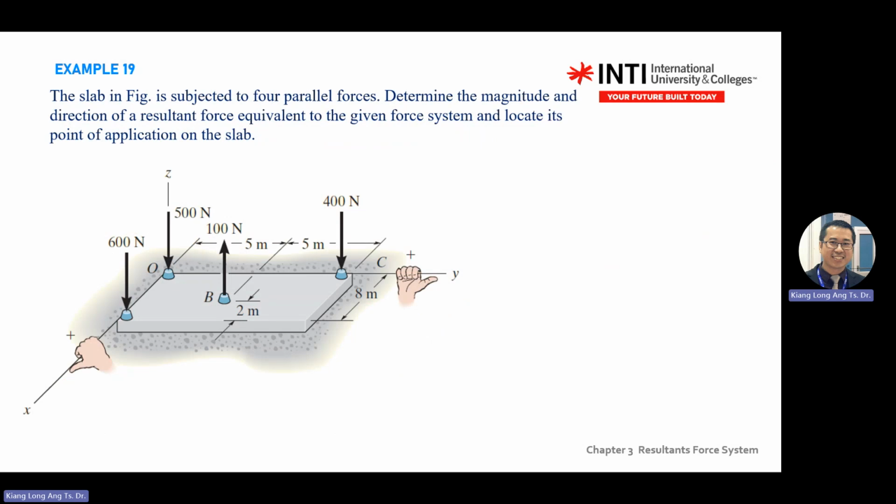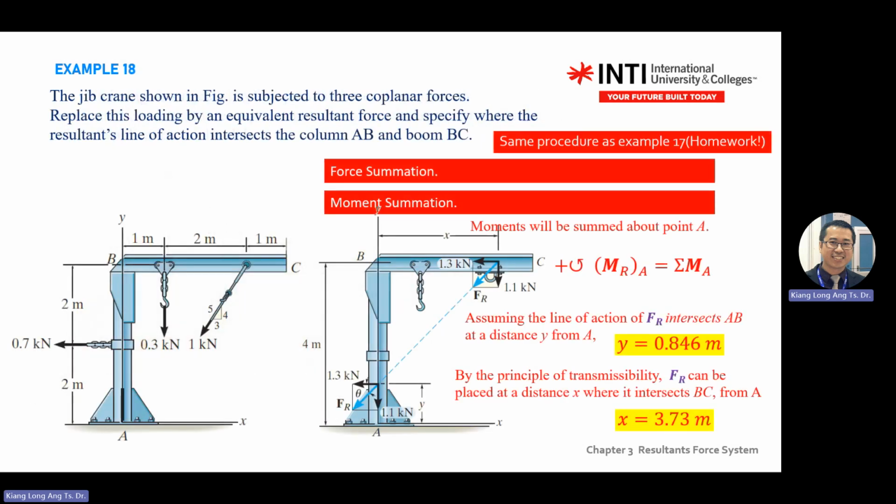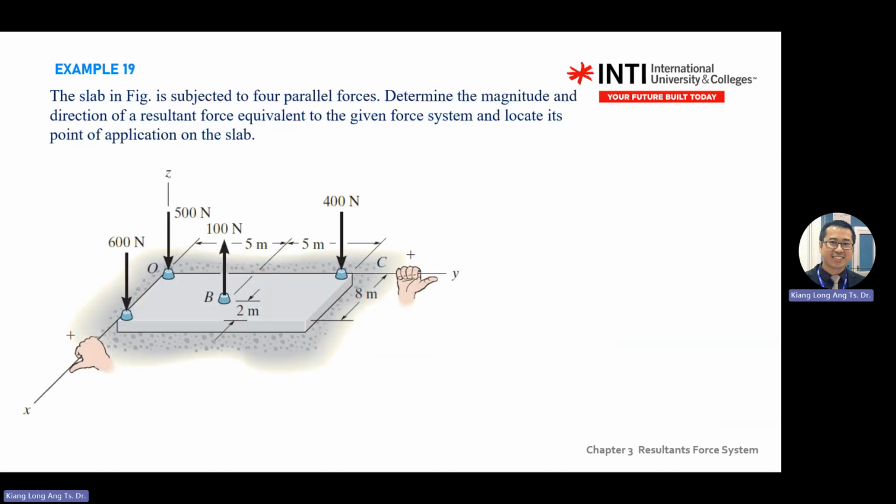So example 19, you go home and see. This one is balance the point and also need to locate the point on the slab. If you're taking civil engineering, you will see this kind of question in your other module. Okay, go and see this one, your homework.